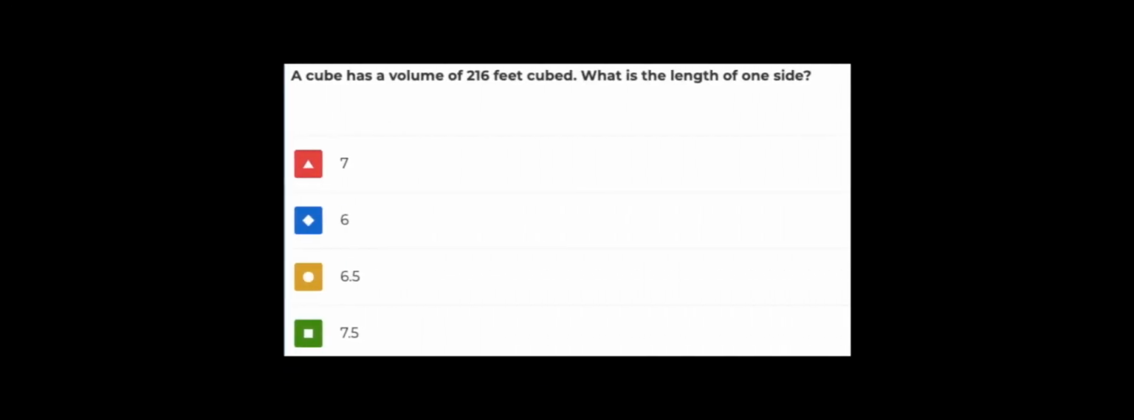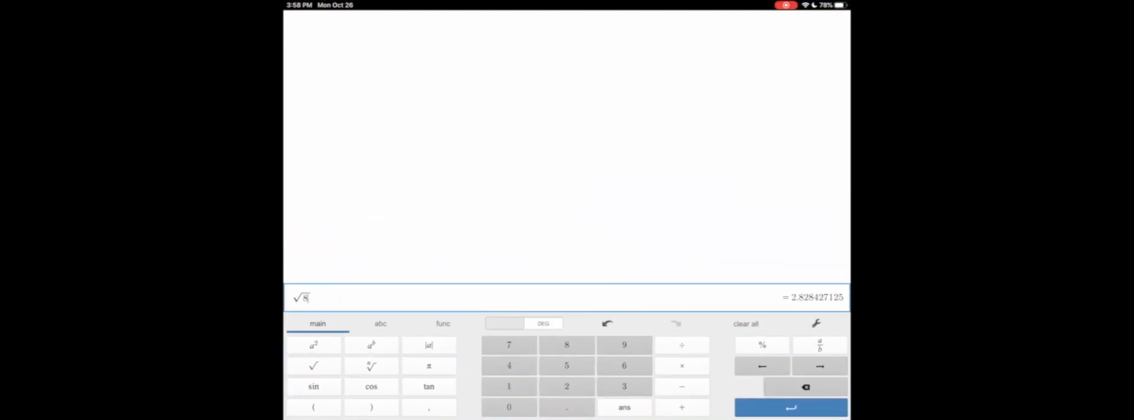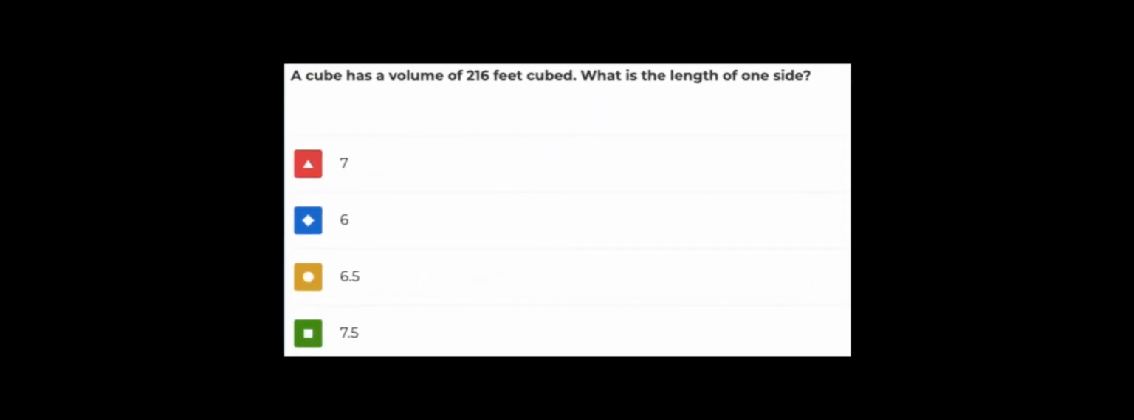A cube has a volume of 216 feet cubed. What is the length of one side? So when you want to find the length of one side from a cubed problem, you want to take the cube root. So you go to your calculator, take the cube root. So I do 3, oh no, that's not what I do, never mind. I do this, and then I do a 3 there, and I do 216. The cube root is 6. And again, your calculators probably work differently than mine. So if you need help reviewing how to take the cube root or the square root, feel free to ask in class. So the answer was 6.